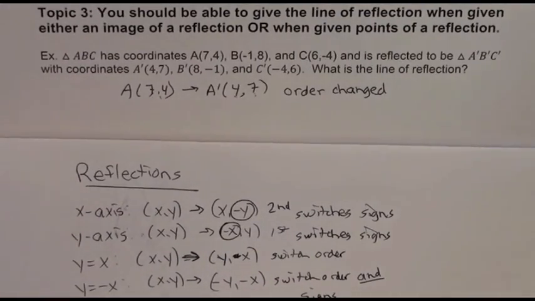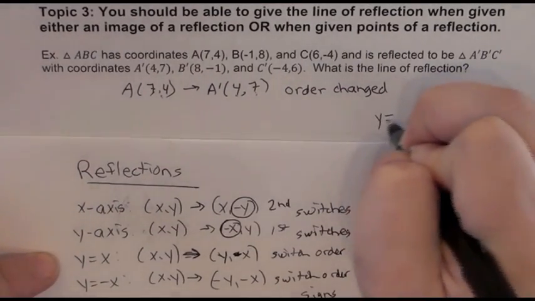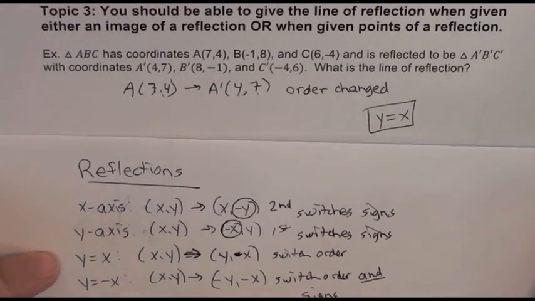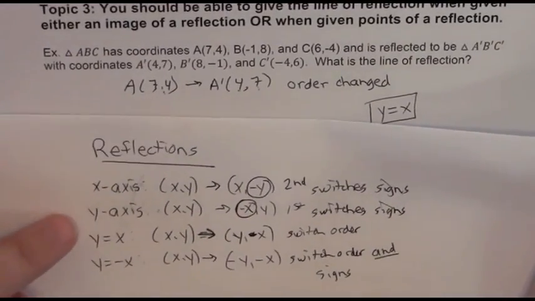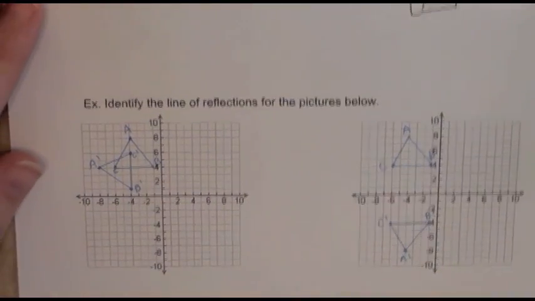So our problem took the point (7, 4) and turned it into the point (4, 7). The order changed. So which rule is that? Well, that takes (x, y) and changes it to (y, x). That's the switching of the orders. So the line of reflection is across the line y equals x. Now, keeping these reflections handy is something that you'll want to do when we move on to the next example.